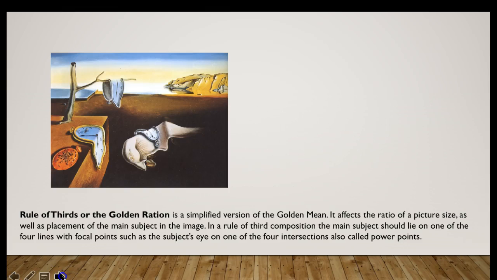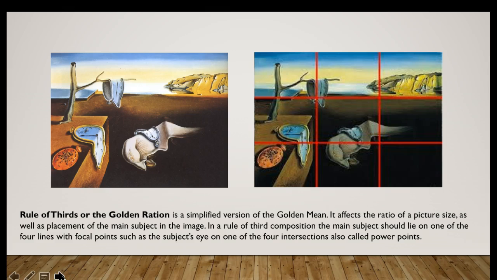Rule of thirds, or the golden ratio, is a simplified version of the golden mean. It affects the ratio of a picture size as well as placement of the main subject in the image. In a rule of thirds composition, the main subject should lie on one of the four lines, with focal points, such as the subject's eye, on one of the four intersections, also called power points.